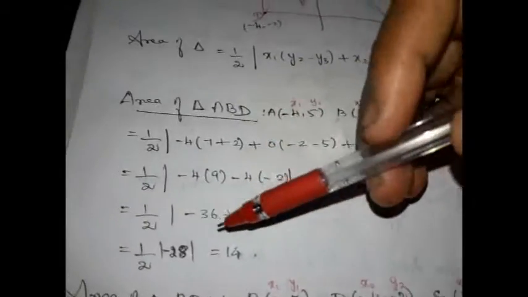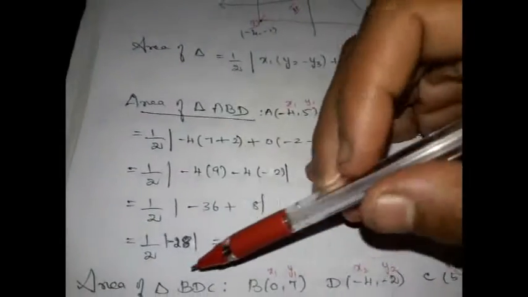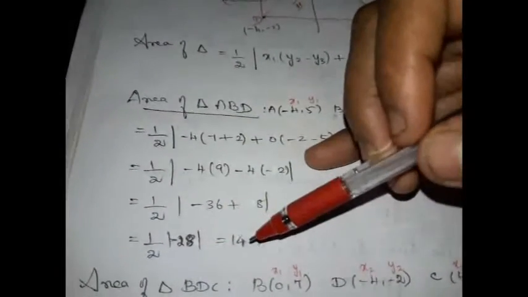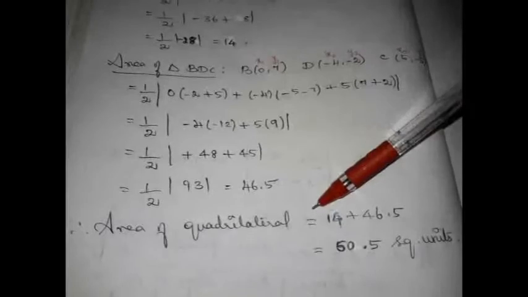So 5 minus 7, right? It's simplification only. Once we simplified, we got minus. That's why we have modulus here, so you can take it as a positive value. So 28 divided by 2 is 14. Alright. Next we are going to find the area of this triangle BDC. The area of BDC, again we have to take those three vertices, substitute in the formula, simplify it, and we got 46.5. Now area of quadrilateral is going to be this plus this. So 14 plus 46.5, which is 60.5 square units.